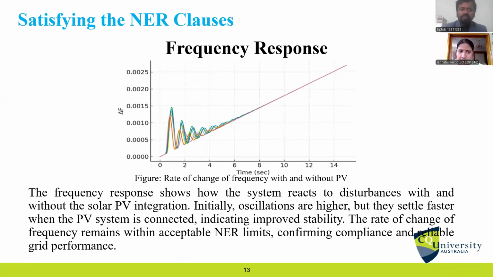The frequency response graph compares how the grid behaves with and without renewable integration. Without PV and hydro, frequency deviation was larger and took longer to recover. When both were added, the system stabilized faster and stayed within the plus or minus 0.5 hertz frequency band allowed by NER. This shows that adding pumped hydro storage improves dynamic stability and frequency control during grid disturbance.